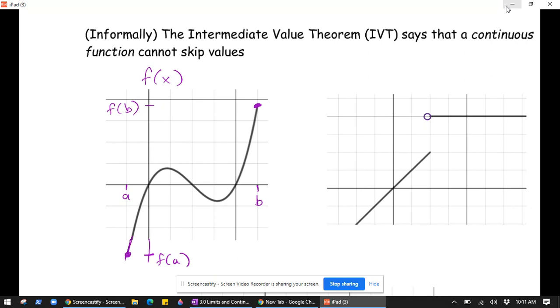So now I'm just going to trace this graph from a to b. We can see it goes up. It assumes these y values. Looks like it goes down and goes up. Continuous function. I never needed to lift my pen.